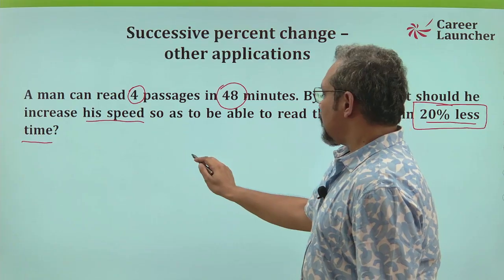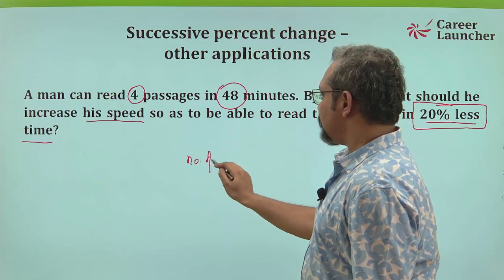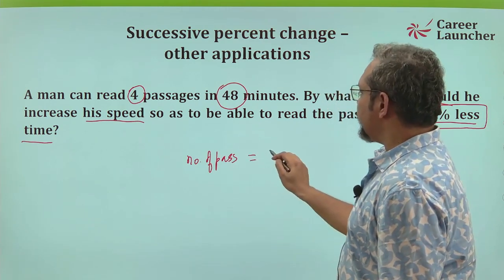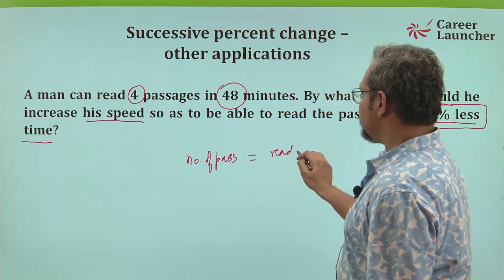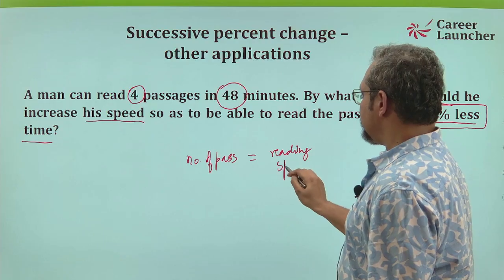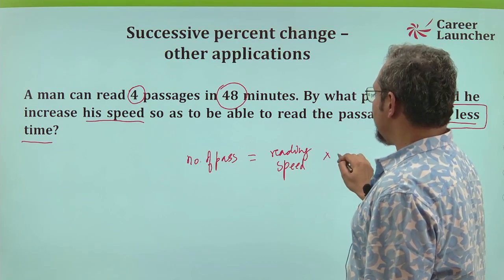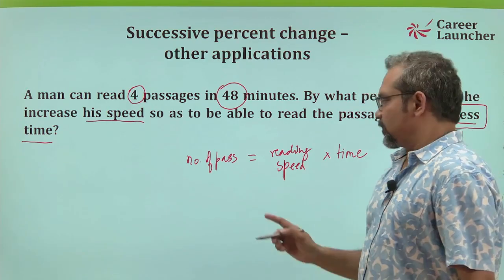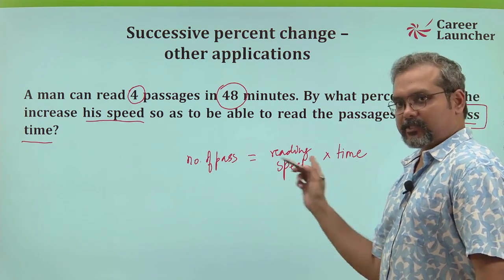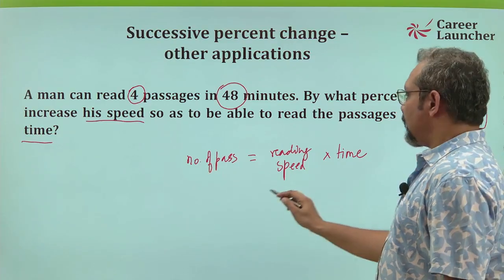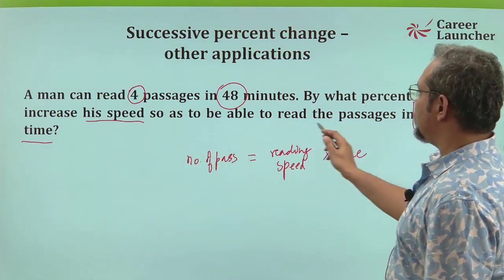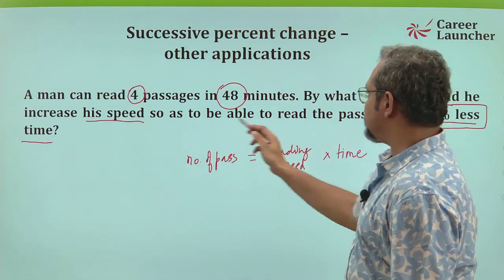So the number of passages that you can read is the reading speed multiplied with the time that you have available. So the same thing as we were discussing, P times Q is the quantity. Reading speed is, we don't know. That's the question. By what percentage should he increase the reading speed, right?